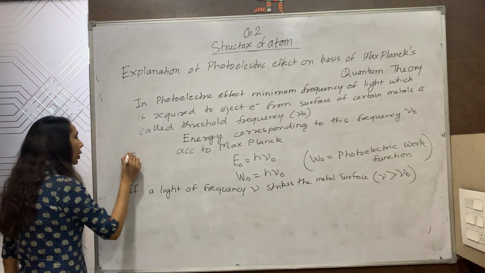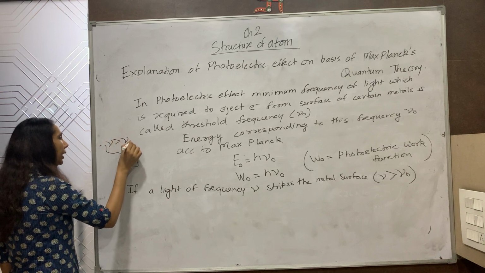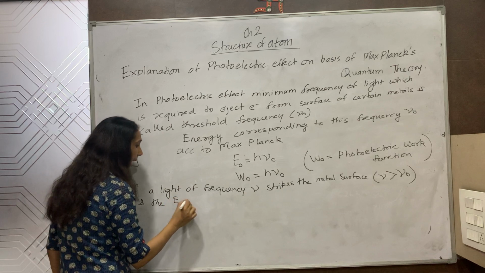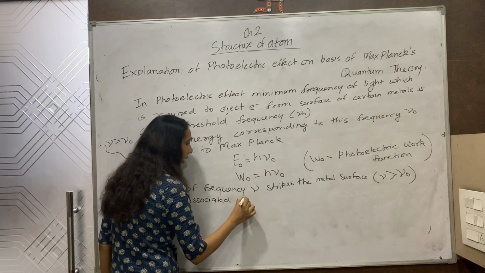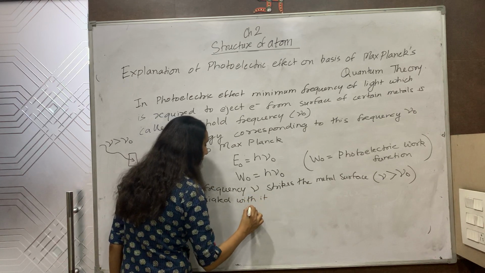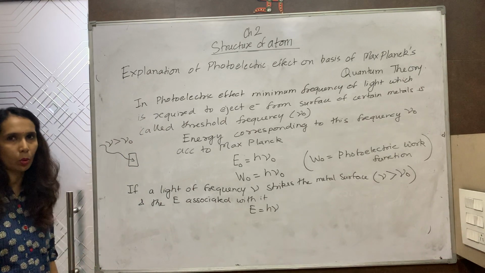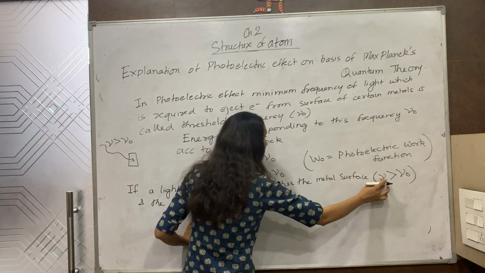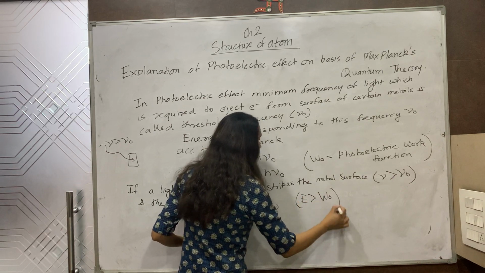So the light which strikes this metal surface has a frequency greater than mu naught, and the energy associated with it. What is the energy associated with it? E is equal to h nu. This is according to Planck's quantum theory. So this is the energy associated, and I know that if mu is greater than mu naught, E is greater than W naught.